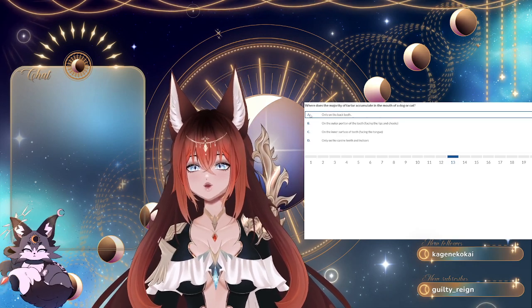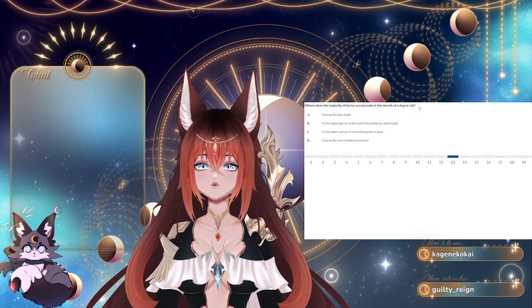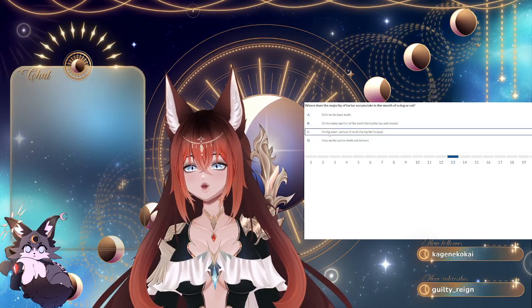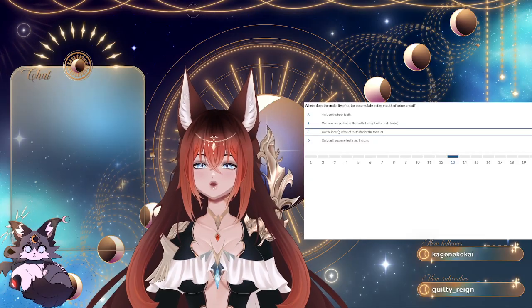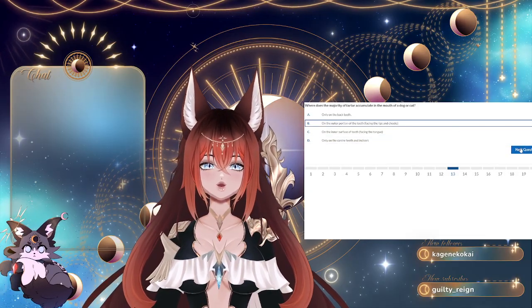Okay, where does the majority of tartar accumulate? In the mouth of the dog and the cat, on the inner surface facing the tongue, on the outer portion facing the lips and the cheek.